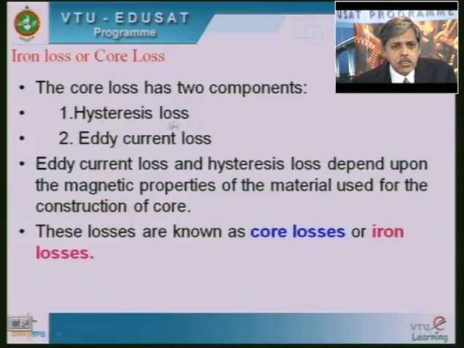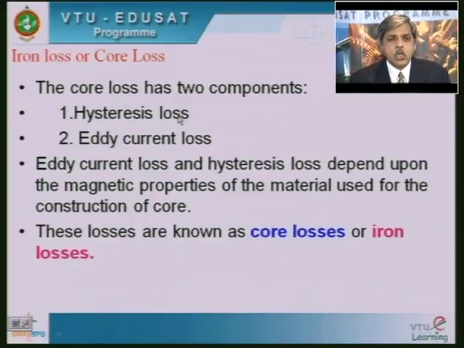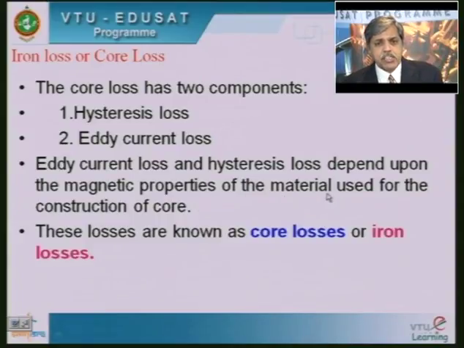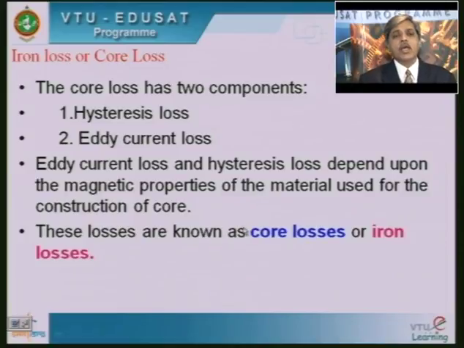The iron loss has two components. One is called hysteresis loss, and the second one is the eddy current loss. Eddy current loss and hysteresis loss depend upon the magnetic properties of the materials used for the construction of the core. Depending on the material we use, we have the value of these losses. Normally, when we are designing the core of the transformer, we always select a suitable material for the core, so that these losses are minimum. Particularly, hysteresis loss will be minimized by selecting a suitable material which has a low amount of hysteresis loss, or the narrow hysteresis loop.